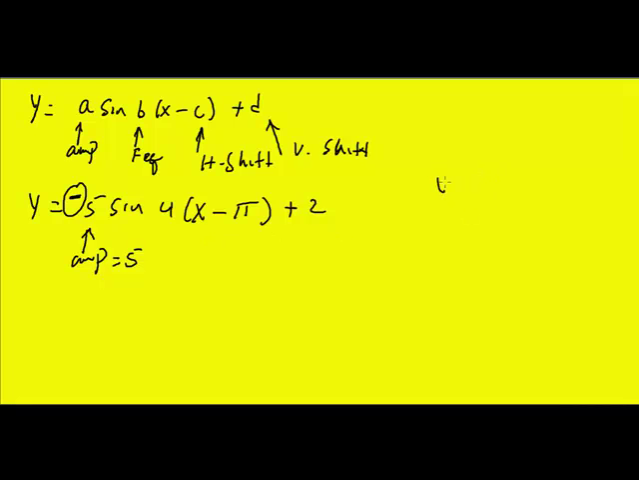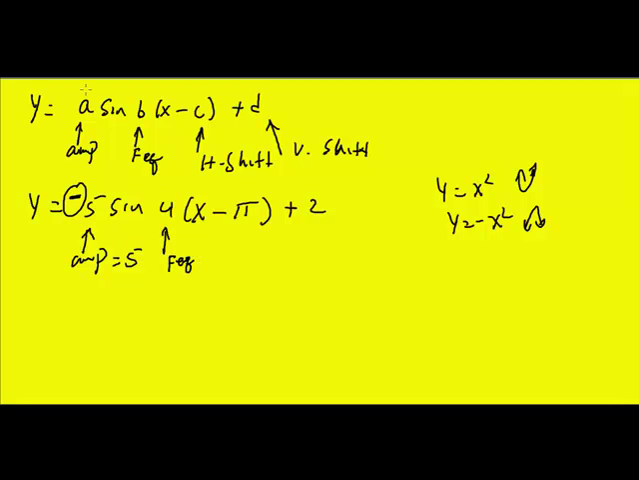Just like if you have y is equal to x squared, that's a parabola that opens up, and when you have y is equal to negative x squared, that's a parabola that opens down. Same thing with sine and cosine and tangent. All the trig functions, it just flips them. Now the 4 is the frequency.